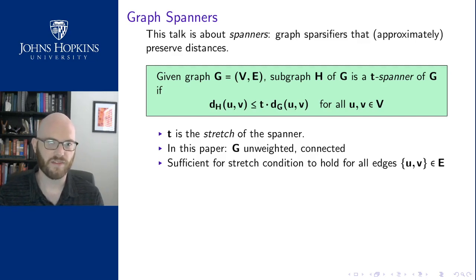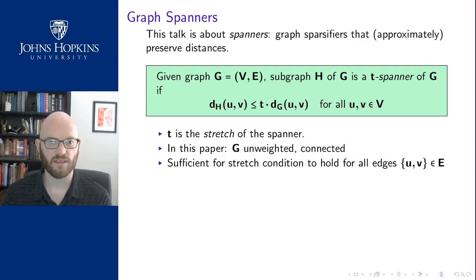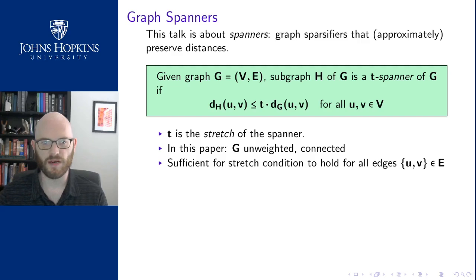In this paper, the graph that I'm going to talk about is always going to be unweighted and connected. We're going to prove lower bounds mostly, so unweighted is actually stronger in that sense than weighted. And an easy lemma to do for yourself to warm up is to see that it's sufficient for this stretch condition to hold for all edges. That's one of the nice things about multiplicative stretch: if you make this guarantee for all edges, then it in fact holds for all pairs.